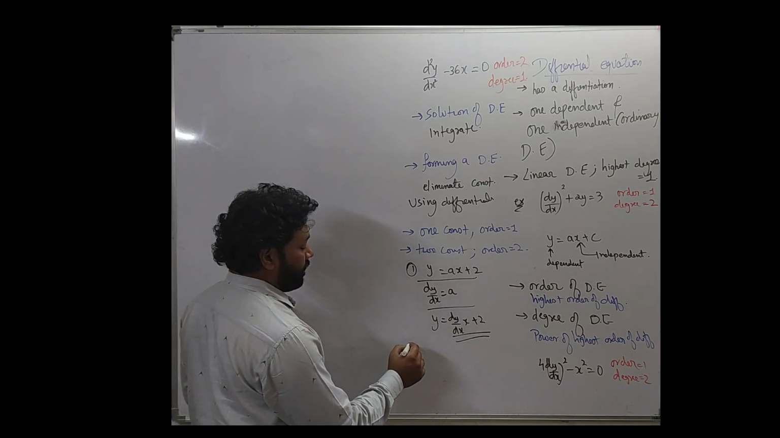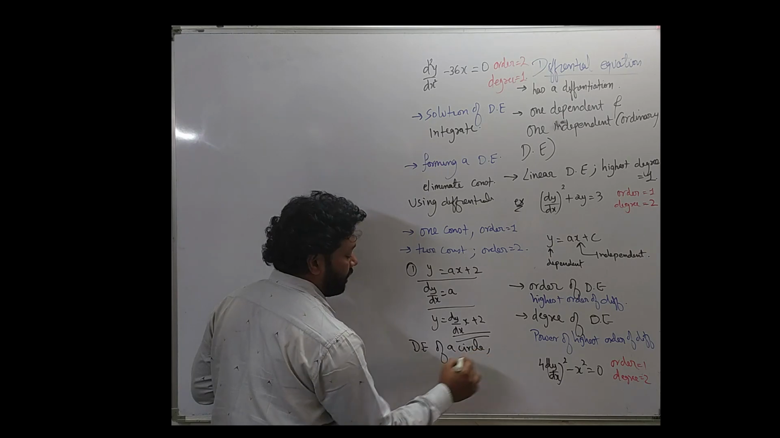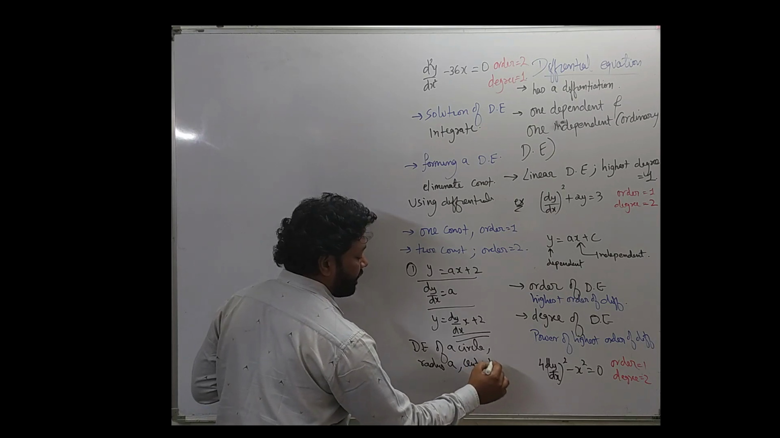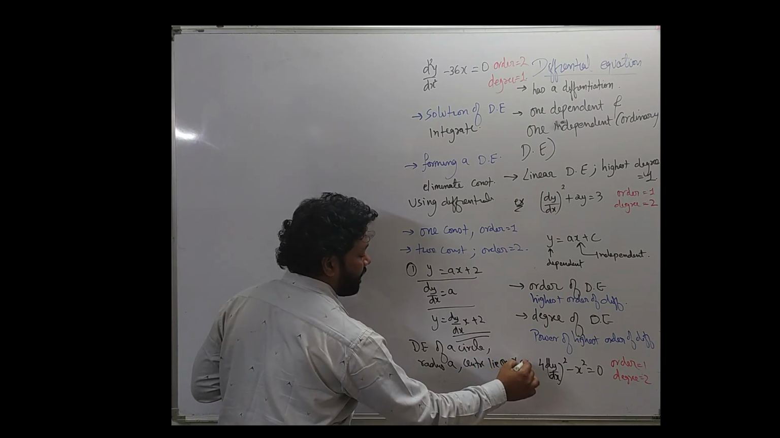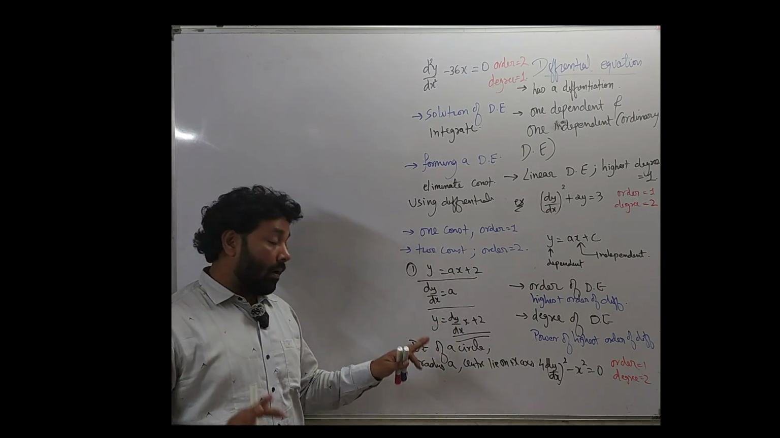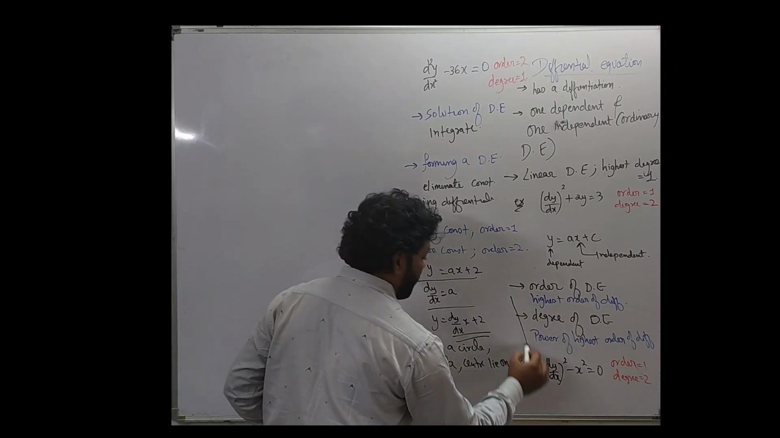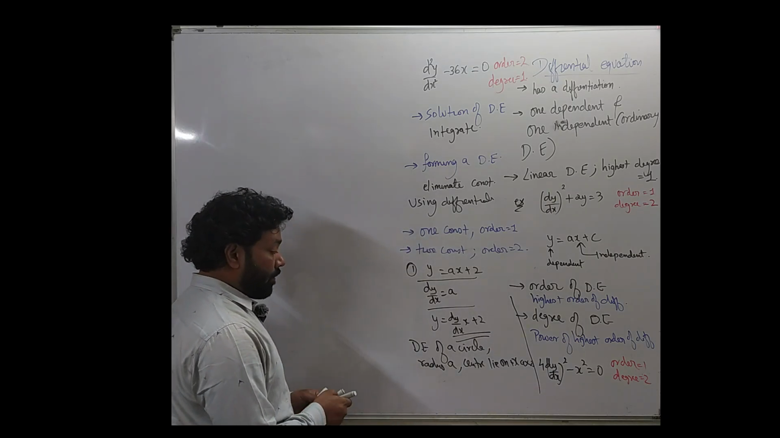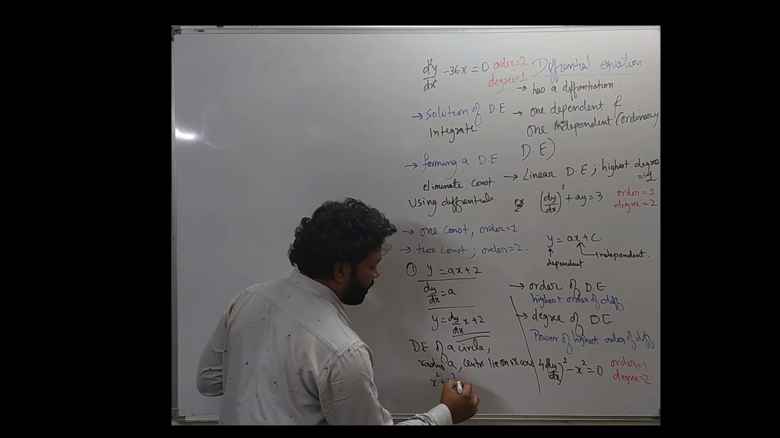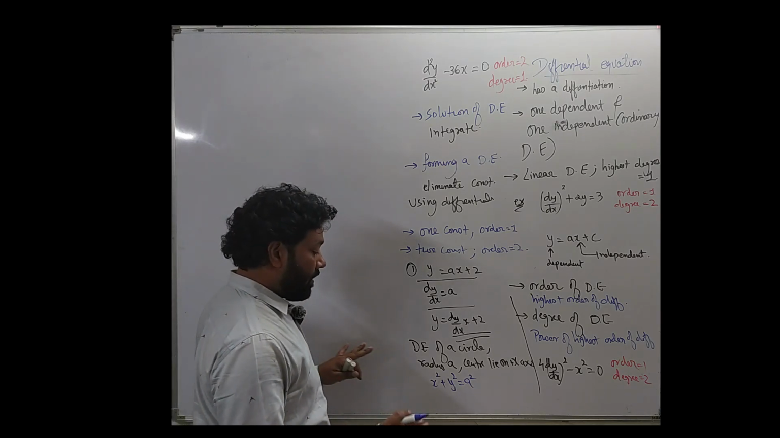Next, let us try to find the differential equation of a circle whose radius is given as a, and they have said that the center lies on the x-axis, let's say the positive x-axis. So how will we form a differential equation of a circle whose radius is a and whose center is lying on the x-axis? To solve this question, you must know that the standard equation of the circle is x² + y² = a². This is the general equation of a circle.